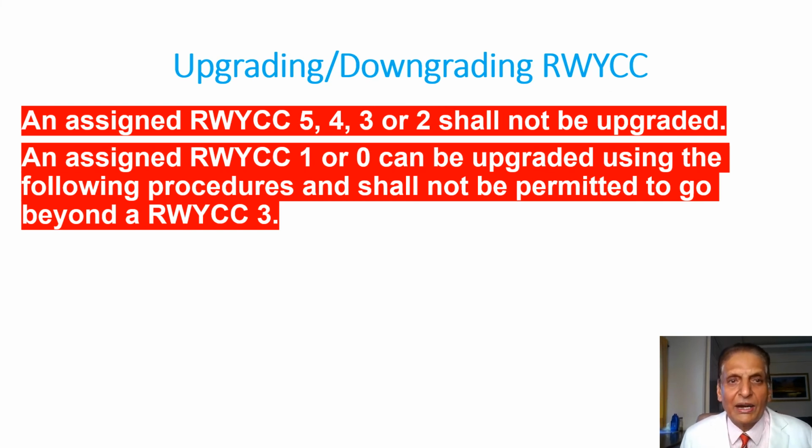An assigned runway condition code 5, 4, 3 or 2 shall not be upgraded. Please remember this. Runway condition code 5, 4, 3 and 2 shall not be upgraded. Runway condition code 1 or 0 can be upgraded using the following procedures and shall not be permitted to go beyond runway condition code 3. So with 0 or 1 condition code you cannot upgrade beyond runway condition code 3.